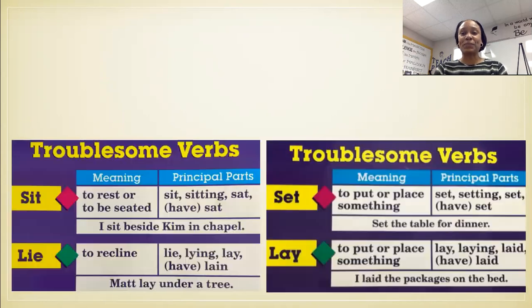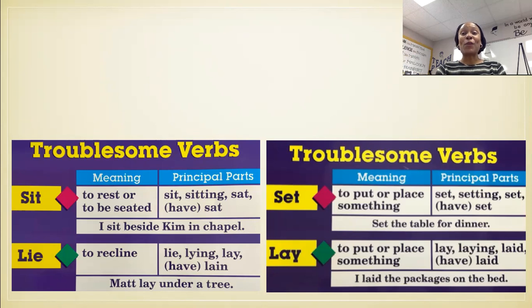And here we have them: sit, set, lie, and lay. Sit means to rest or to be seated. The principal parts for sit happen to be sit, sitting, sat, have sat. Set, on the other hand, means to put or to place something. Set, setting, set, have set are the principal parts for set.